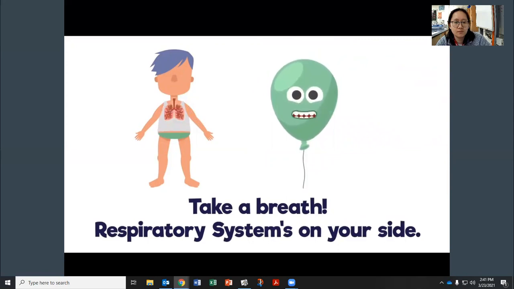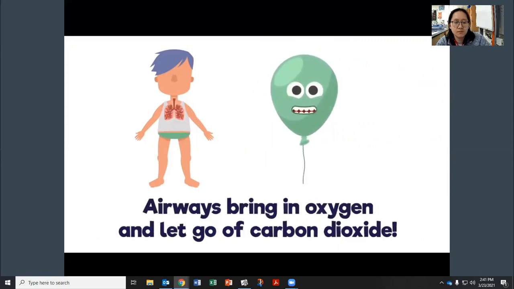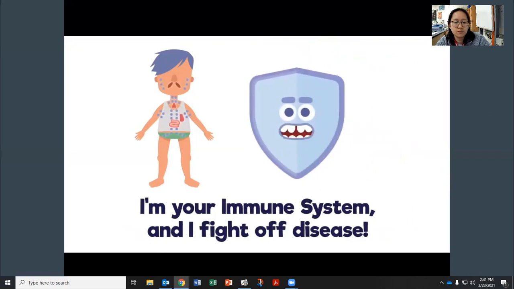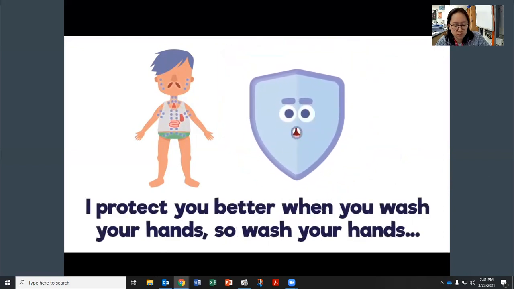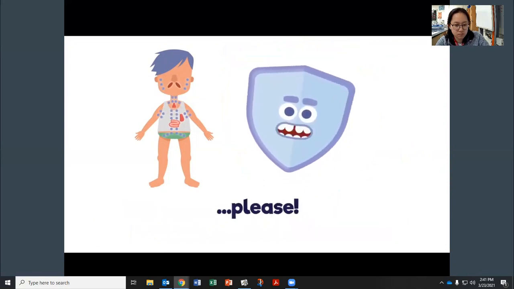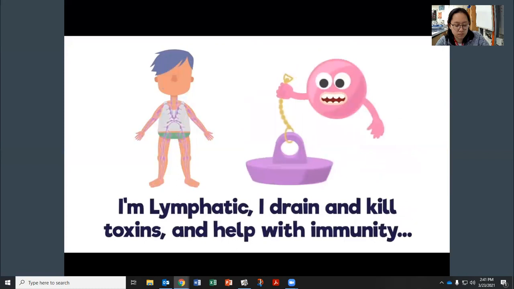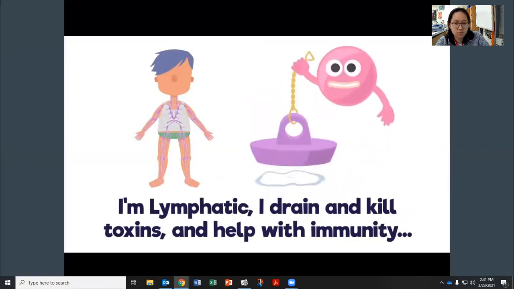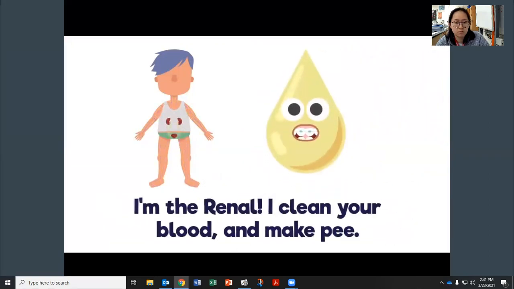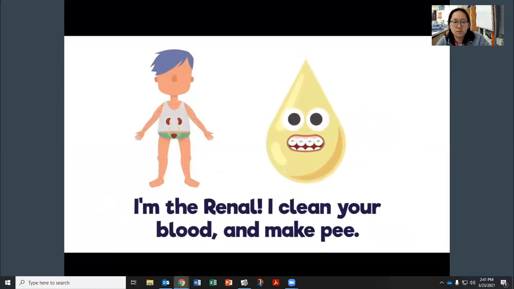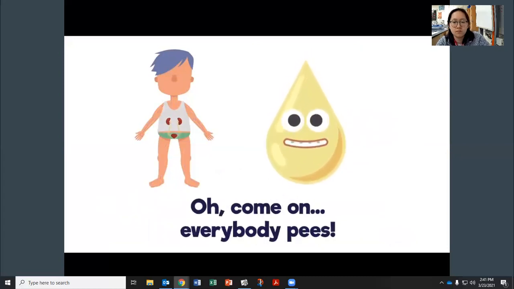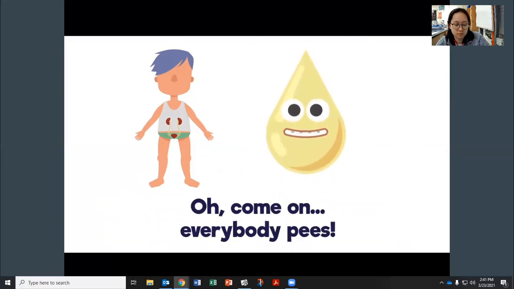Respiratory systems on your side. Airways bring in oxygen and let go of carbon dioxide. I'm your immune system, and I fight off disease. I protect you better when you wash your hands, so wash your hands, please. I'm lymphatic. I drain and kill toxins and help with immunity. I'm the renal. I clean your blood and make pee. Oh, come on. Everybody pees.